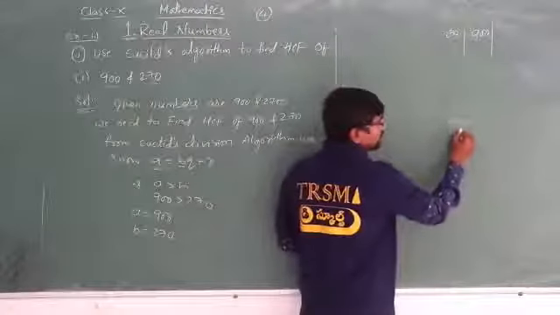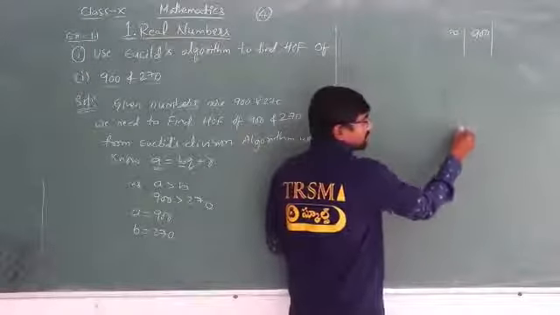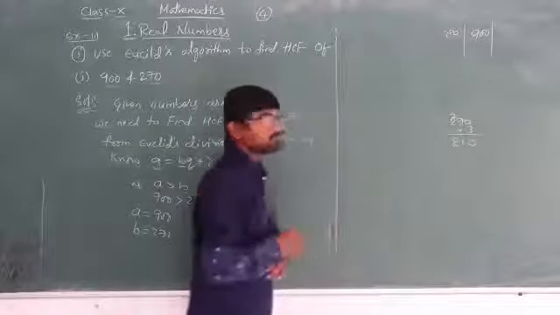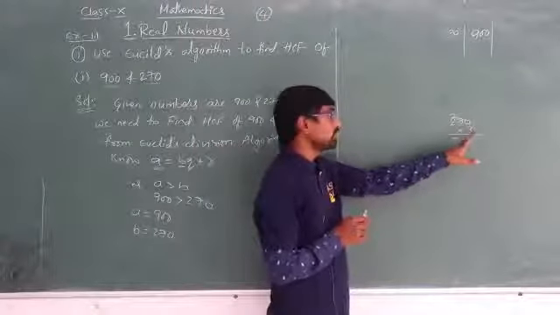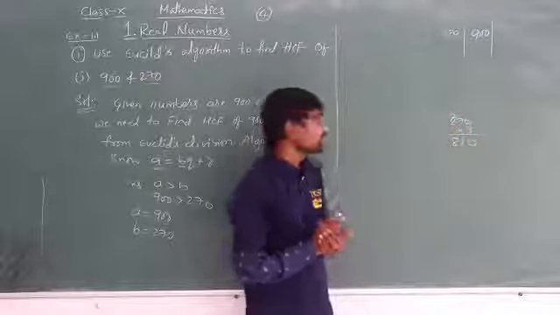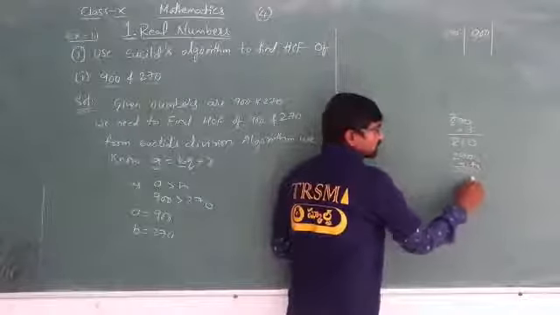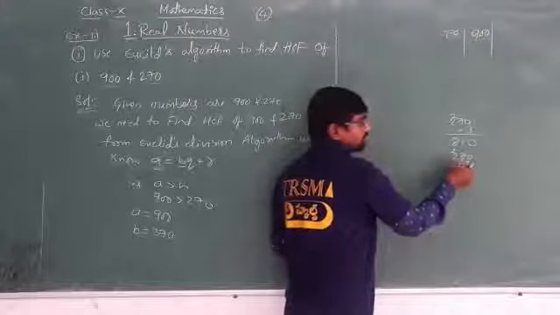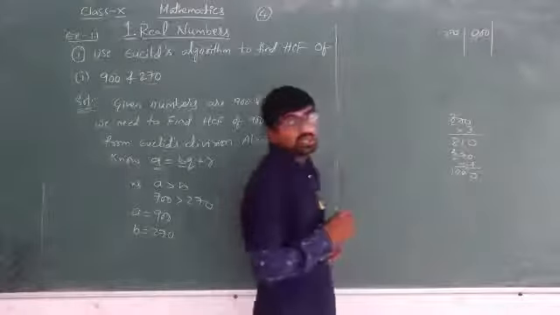So 270 into 3. If I multiply it by 3, 3 zeros are 0, 3 sevens are 21, 3 twos are 6, 7, 8. Here I am getting 810. So here I have got 810. If I take 270 into 4, 4 zeros are 0, 4 sevens are 28, 4 twos are 8, 9, 10. So here I am getting 1080.